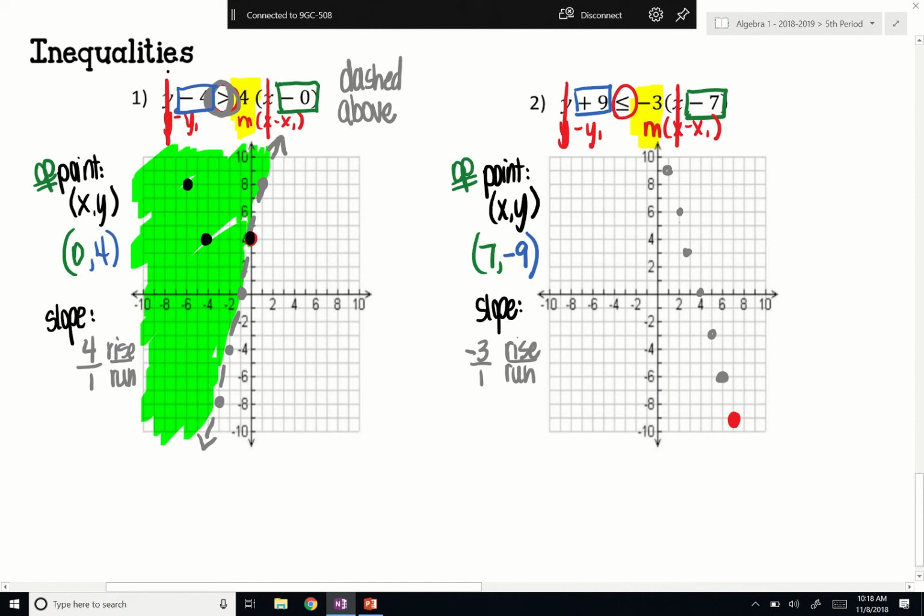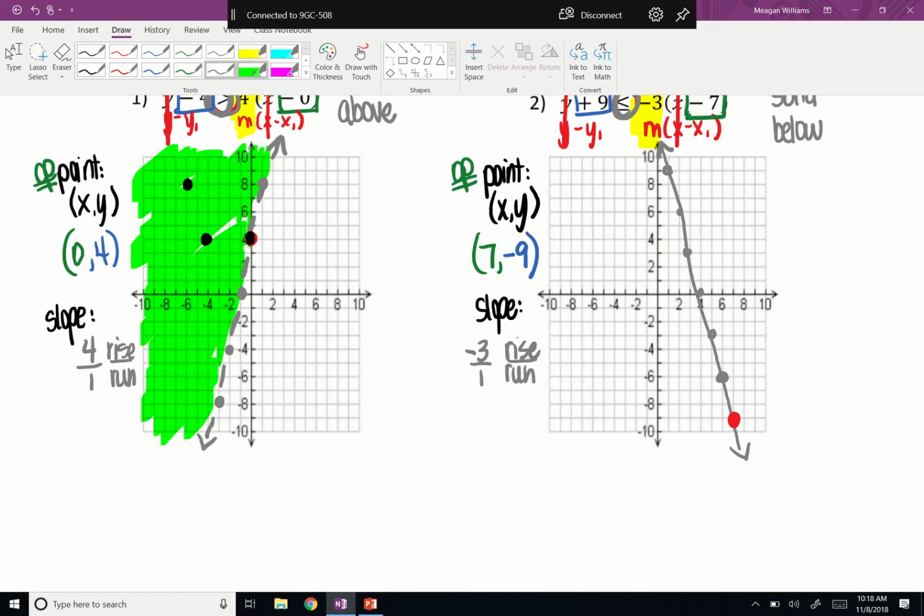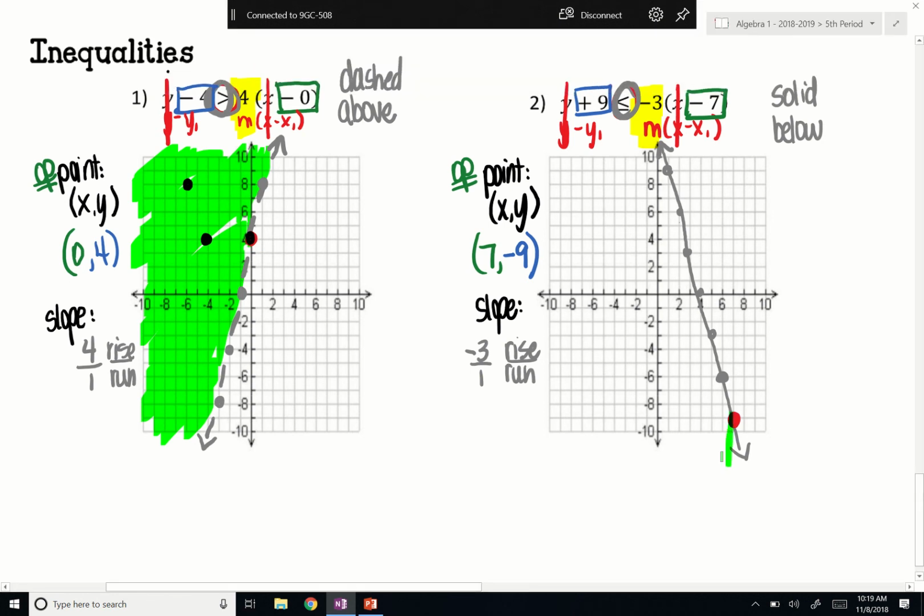Okay, do I draw a line? How did you know? Okay, this sign tells me it is solid. And where? Below. So I'm going to draw a solid line through these points. I'm going to go to my original point. I'm going to draw an arrow below it. And that's the side I'm going to shade.